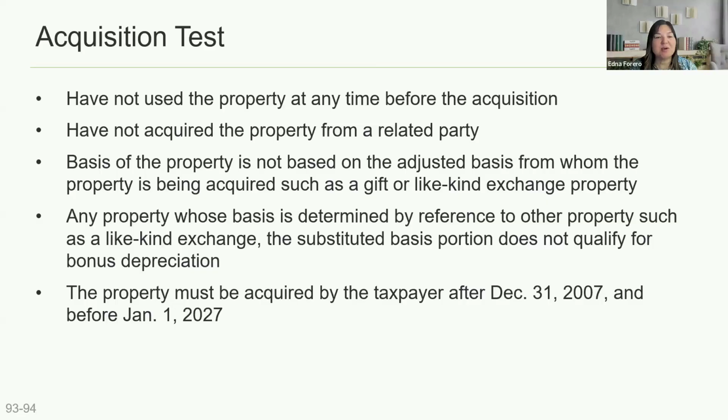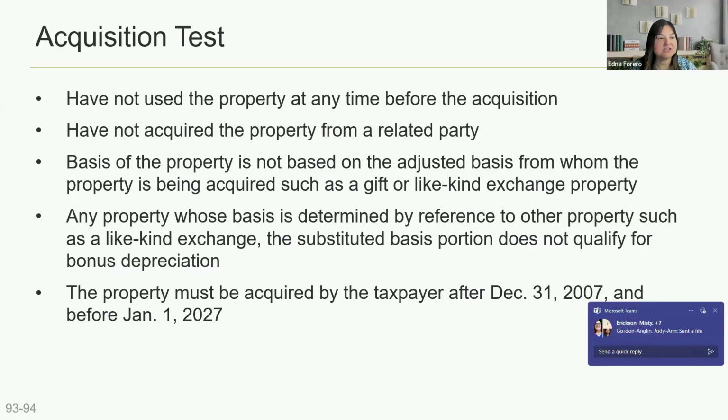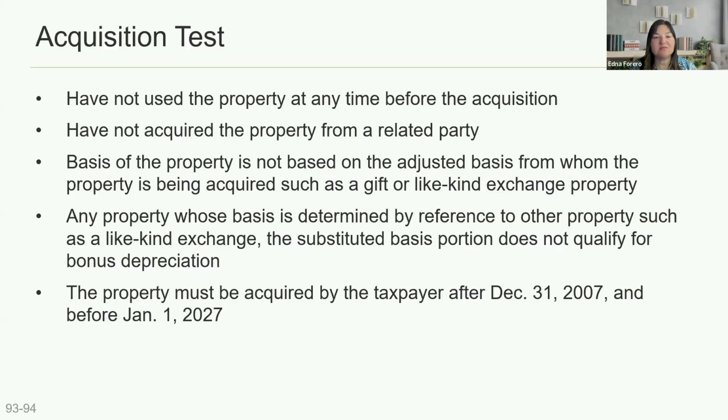The property's basis is determined by reference to other properties, such as a like-kind exchange, and the substitute basis portion does not qualify for bonus depreciation in that case. The property must be acquired by the taxpayer after December 31, 2007 and before January 1, 2027. All right, and as mentioned before, it can't be gift or like-kind exchange property for this basis.